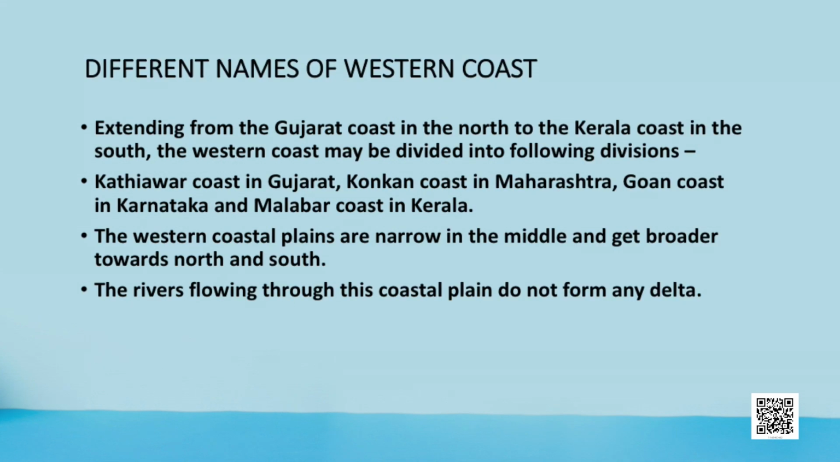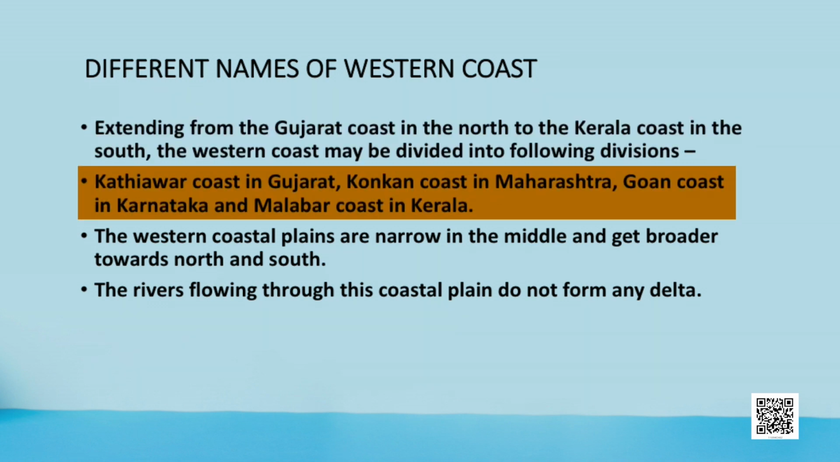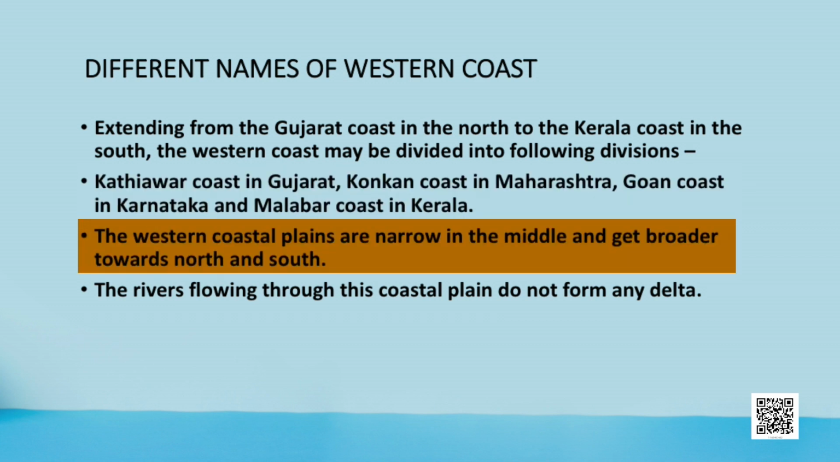Now, this western coast is also given different names. Extending from the Gujarat coast in the north to the Kerala coast in the south, the western coast may be divided into these divisions which I am referring to now. Kathiawar coast is in Gujarat, Konkan coast in Maharashtra, Goan coast in Karnataka, and Malabar coast in Kerala. The western coastal plains are narrow in the middle and get broader in the north and the south.